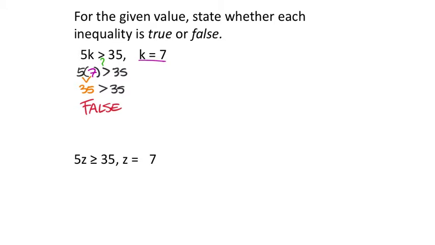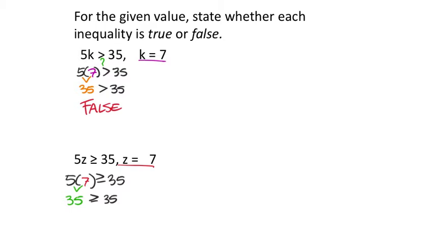But on the second example, the letter changed and the only other thing that changed is that it's now greater than or equal to 35. I'm now going to replace the z with 7. Look at this one. 5 times 7 is 35. Is 35 greater than 35? No. Is it equal to 35? Yes, it is, which makes this a true statement.